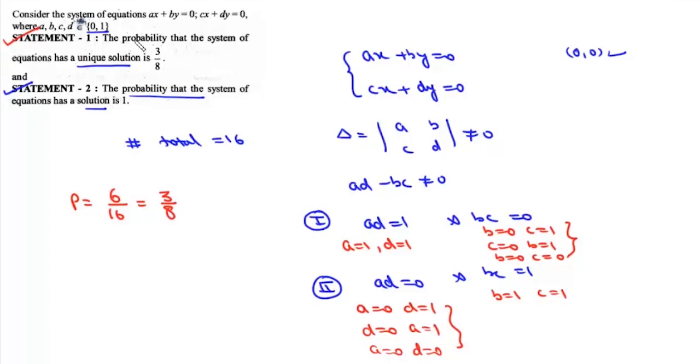So statement 1 is correct and statement 2 is correct, and we have not used any part of statement 2 to prove statement 1. So that means statement 2 does not explain statement 1.